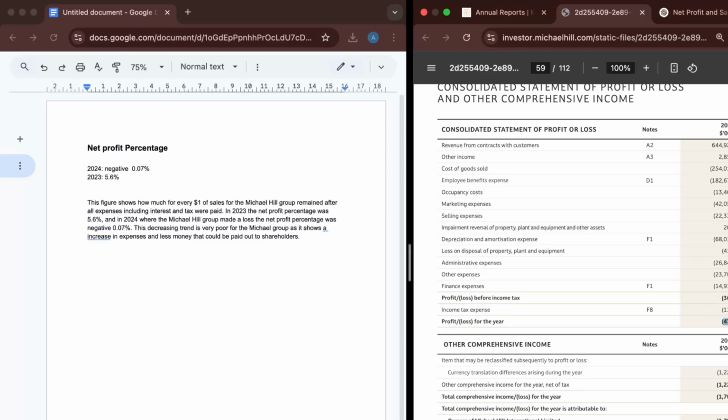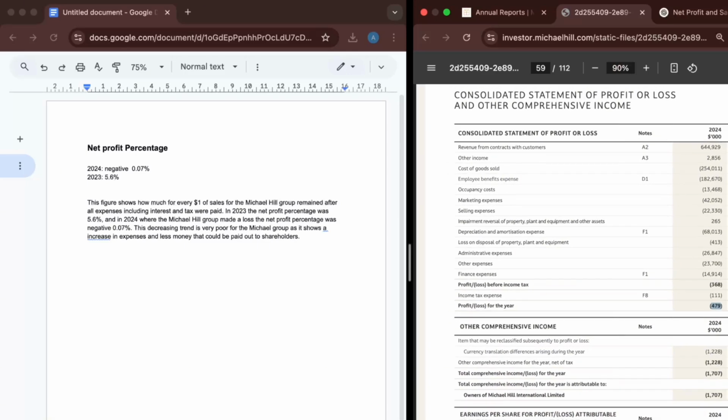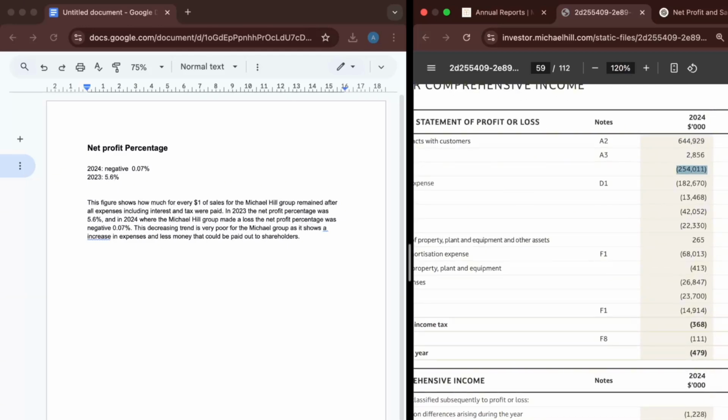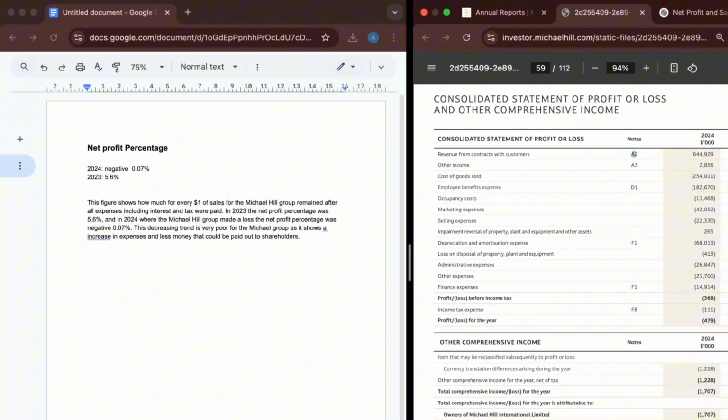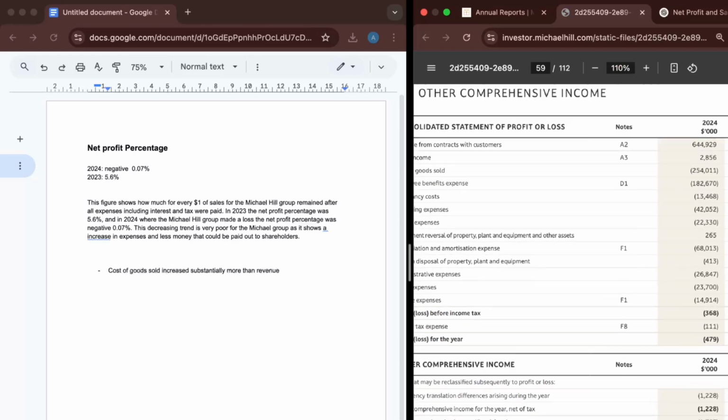Moving on, just looking to see where our big figures are. Our cost of goods sold saw quite a big increase. It went from 225 to 254, which is roughly a $29 million increase. And that increased substantially more than our revenue from contracts with customers. So immediately from there, we're just going to take some notes. Cost of goods sold. Now I'm sure there's going to be a reason for why that is, and this is something that we can use our AI tools for to help us out with, if you're allowed to use them, that is.